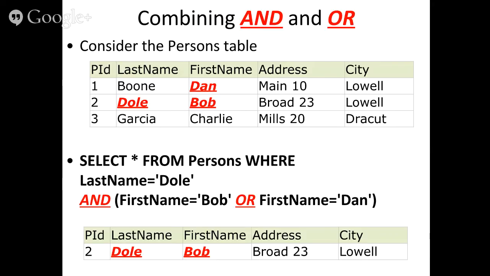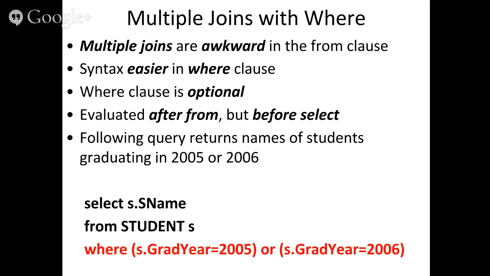And here's one that we can combine. We can say, well, the last name is Doe, and the first name is Bob or first name is Dan. In that case, let's see. First name Bob or first name Dan, that means that those two records, 1 and 2, make this piece of the predicate true. But then this shortcuts the whole thing, saying that I only really want the ones that have the last name Doe. So it returns only that one record.